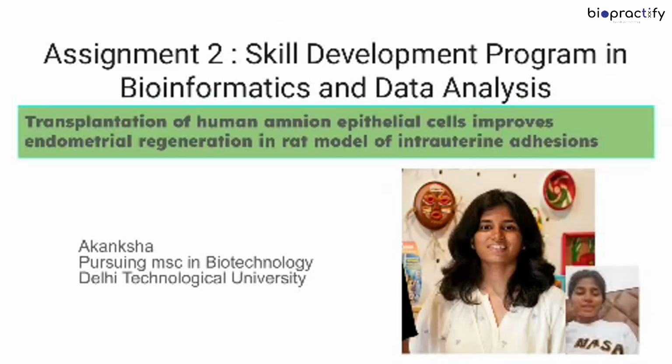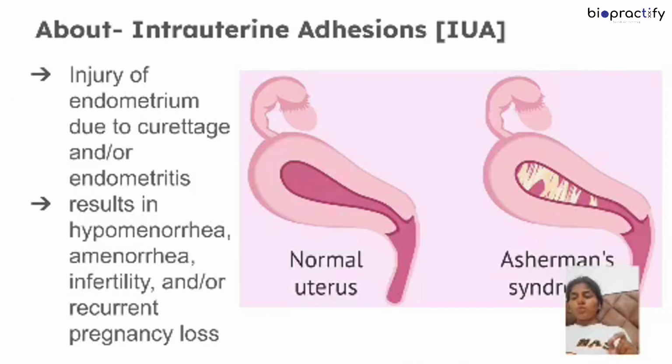So, my second manuscript's topic is transplantation of human amnion epithelial cells improves endometrial regeneration in the rat model of intrauterine adhesions. If I go further, this picture is about intrauterine adhesion, which in short form is usually known as IUA, and it is also known as Asherman's syndrome.